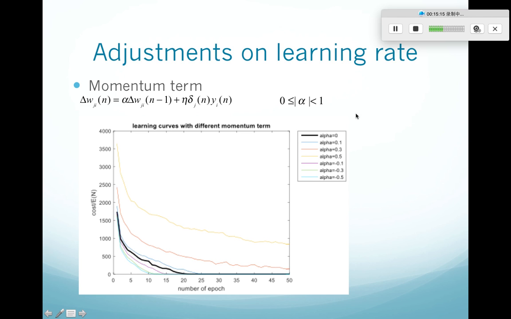In this picture, the wider black line is the original learning curve without the momentum term. When alpha is positive, all curves are above the original curve, and things get even worse. When alpha is negative, the curves are relatively smoother and have a faster decreasing rate. The curve gets slow and flattened after 10 epochs when alpha equals minus 0.5. So it is an improvement compared to rate 0.1, which flattened after 14 epochs.